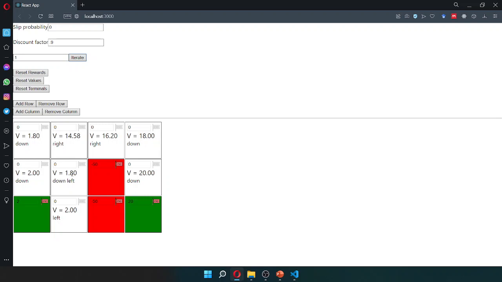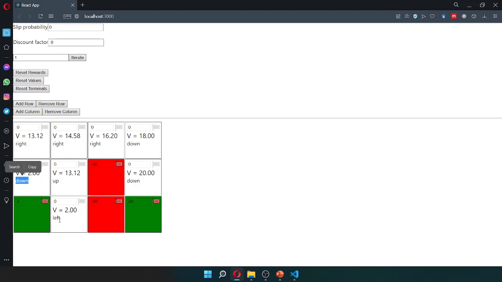If we repeat our iteration, this will become 14.58 times 0.9, and the policy here will be right. The policy here will be up. Okay, let's see if I'm correct. Okay, right, and then up.